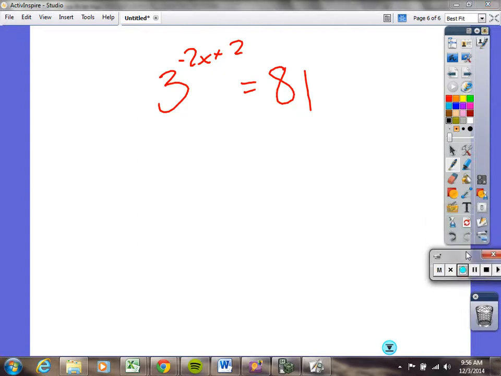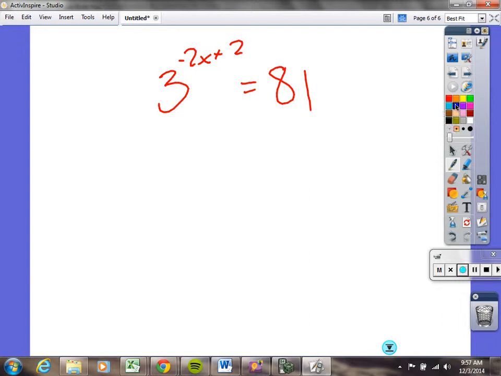Okay, here we go. So, can I get 81 and 3 to be the same base? What base? 3, right? If you know your powers, it makes things a whole lot easier. To be honest, how many of you guys know all your squares up to 20? All your perfect squares. Ready?